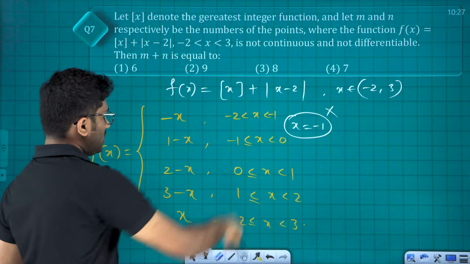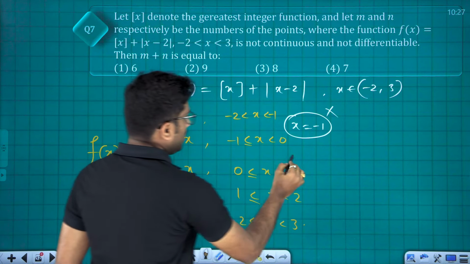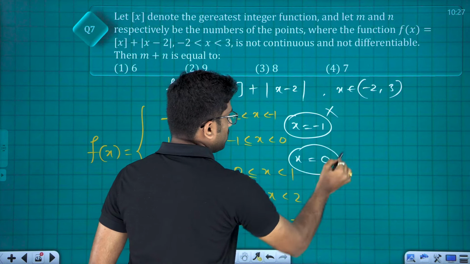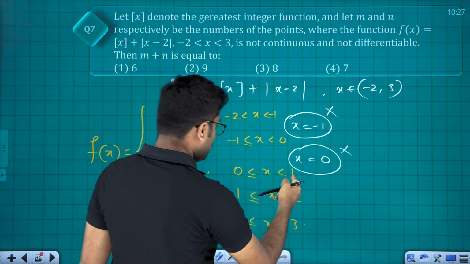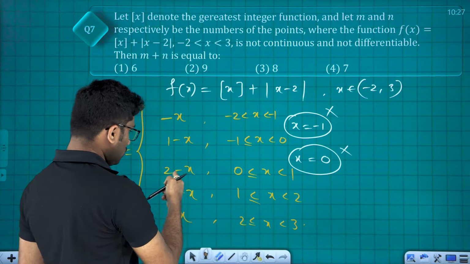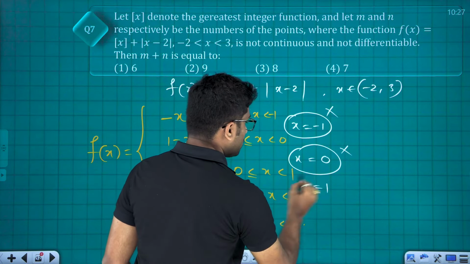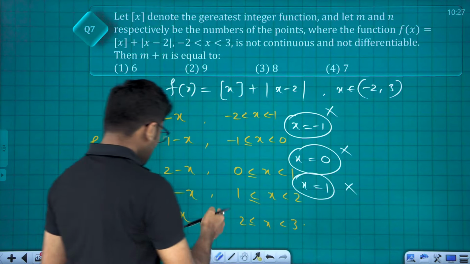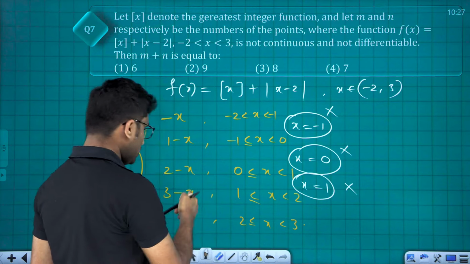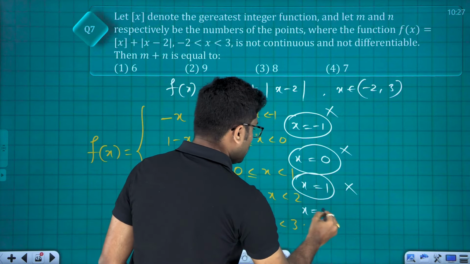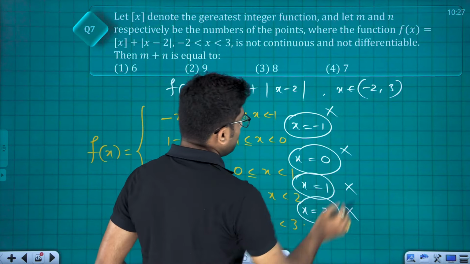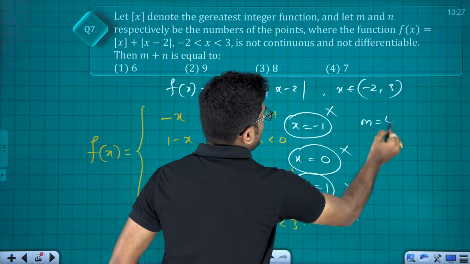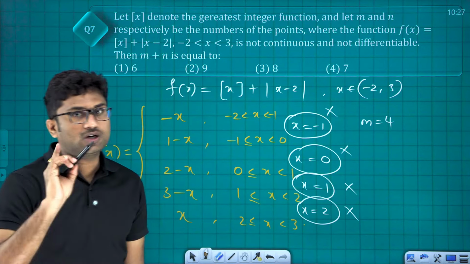Number 1. At x equals to 0, even at x equals to 0 also. At x equals to 1, yes, even at x equals to 1, it is not continuous. At x equals to 2, 3 minus 2, no. So at x equals to 2 also, it is not continuous. That means m equals to 4. There are 4 points where the function is not continuous.